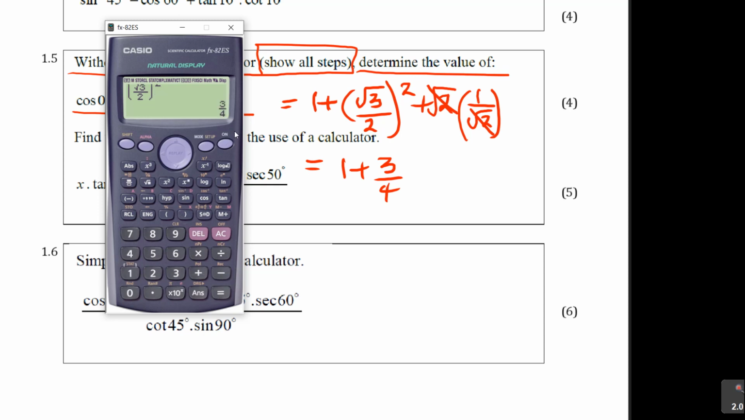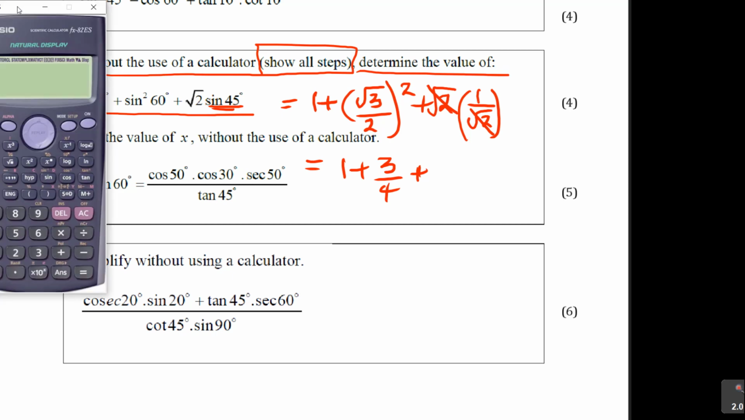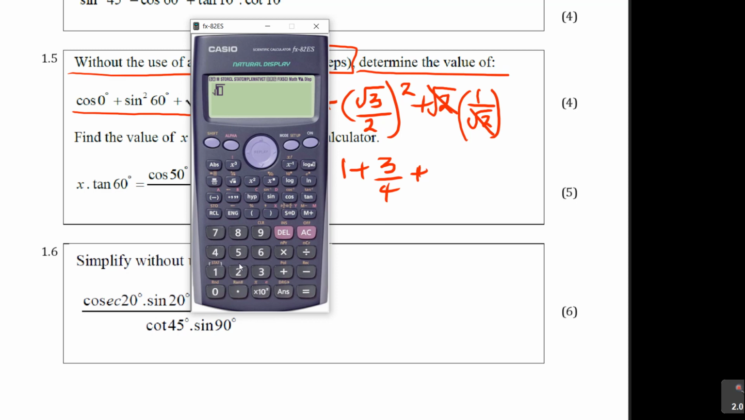Do it individually now, because they said show all steps. Then there is 3 over 4 plus, if you don't know this, you can write it square root of 2. If you feel you're confused, you can also use the calculator here, but I don't see how you got a 1. You're there, square root of 2, then you multiply, bracket, then fraction, and then say 1 over root 2. Use the calculator, guys. Just rely on it. There it is. I got a 1.